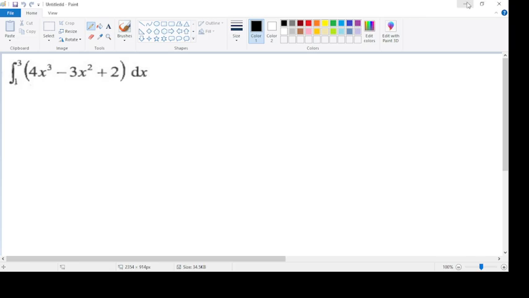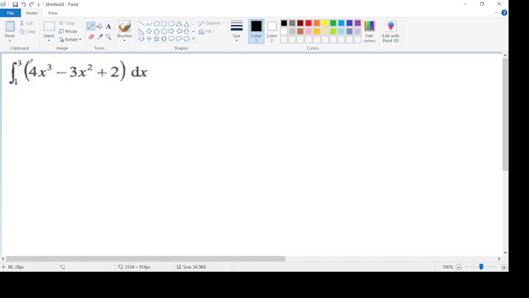Okay, so we've been given this question under calculus called integration. We have to integrate this function with respect to x, and we've been given the limits, 3 and 1. So this question is called the definite integral. The main reason it's called the definite integral is because of the limits being given.